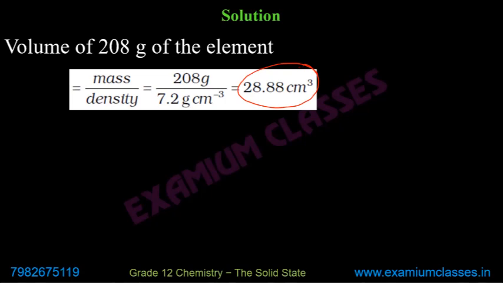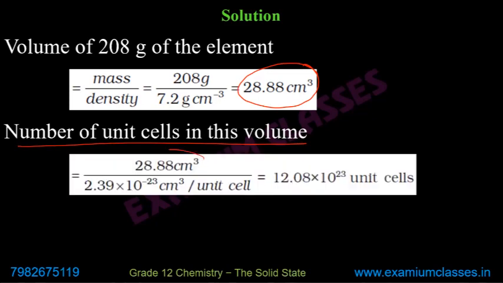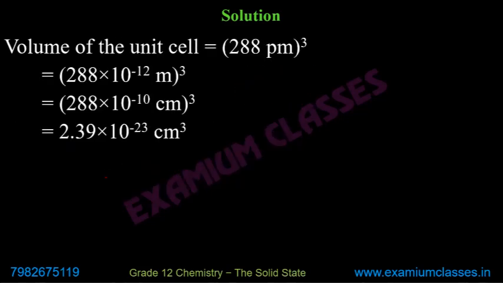There are two ways, okay? I'll tell you both the ways. First, I'm telling you this way, and then the other way. So what you did, you calculated the volume of the given quantity. Then the number of unit cells in this volume will be this volume divided by volume of one unit cell, and volume of one unit cell will be A cube, and A cube is 2.39 into 10 power minus 23. A cube you have already calculated.